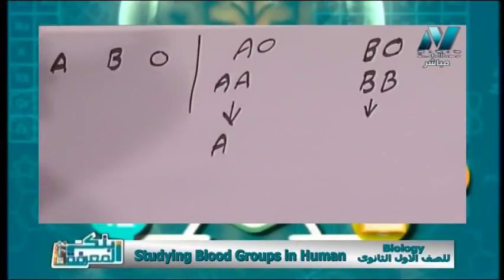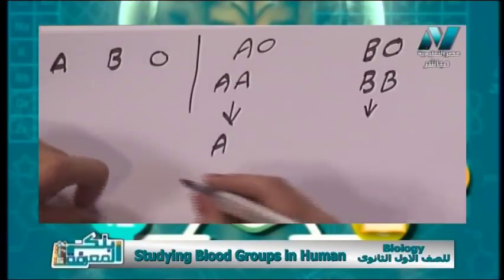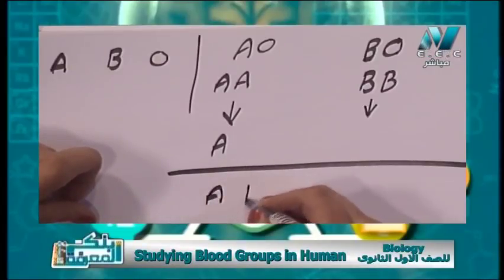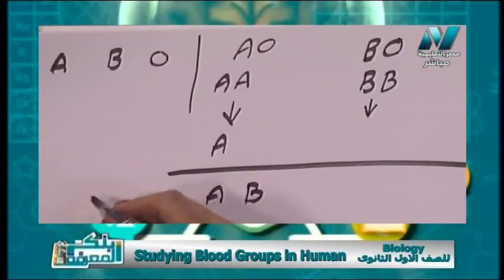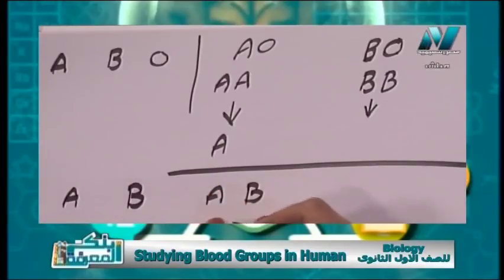The third pattern of inheritance is lack of dominance. Speaking about the presence of gene A with the gene B, this produces a third phenotype. So the person could be A, or could be B, or could be AB.